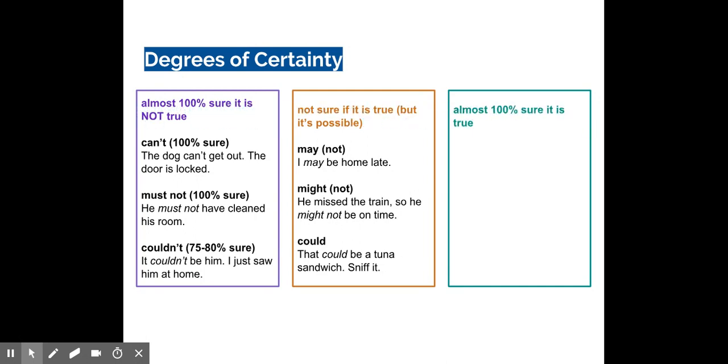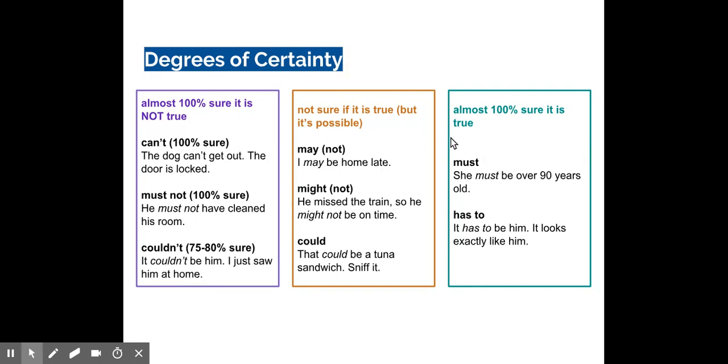And then the last set, almost 100% sure it is true. So here we have the 100% sure it's not true with our negatives. Here are positives. Words like must, you have it over here and over here. She must be over 90 years old. She talks about World War I like she was there. Has to. It has to be him. It looks exactly like him. See, here's this picture. There's his face. They are the same, right?